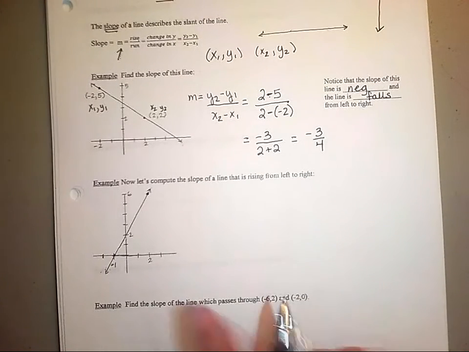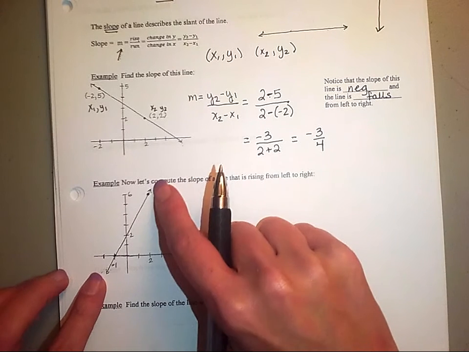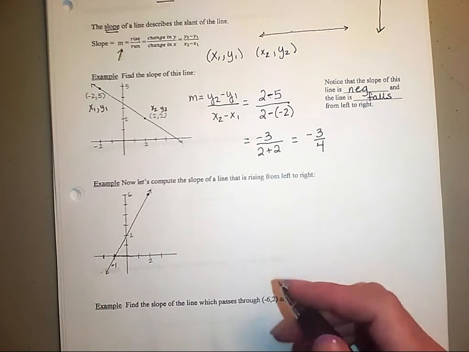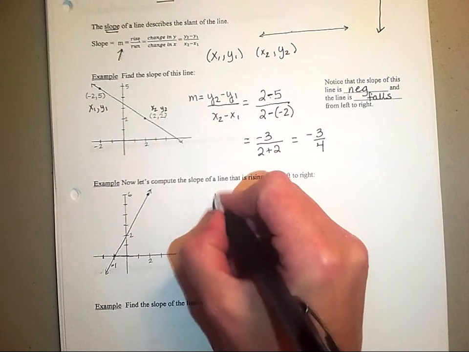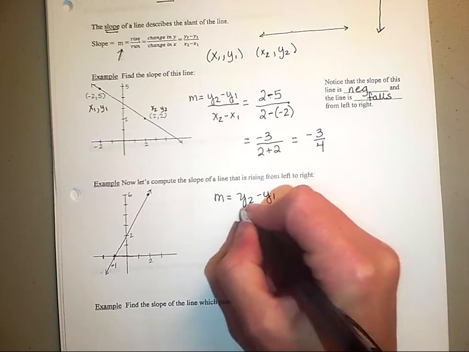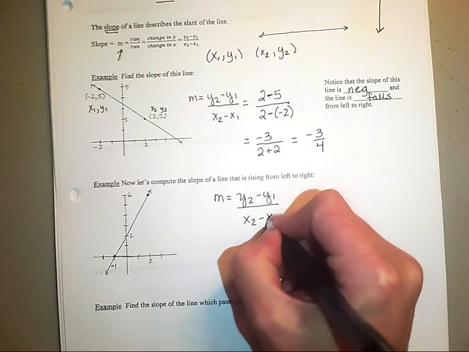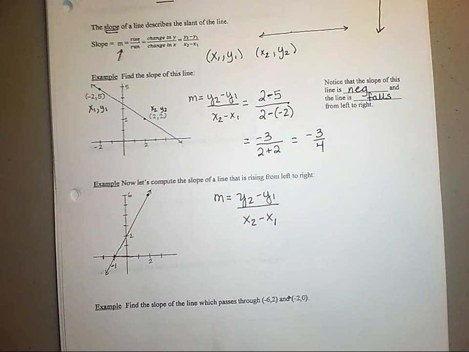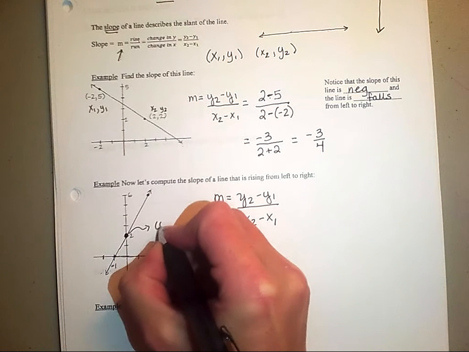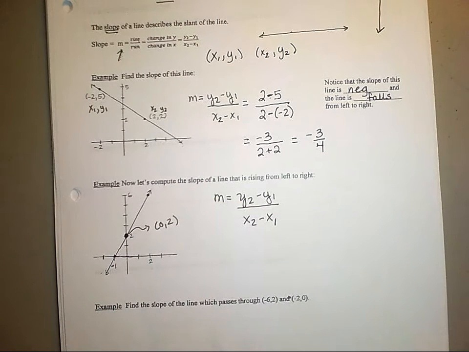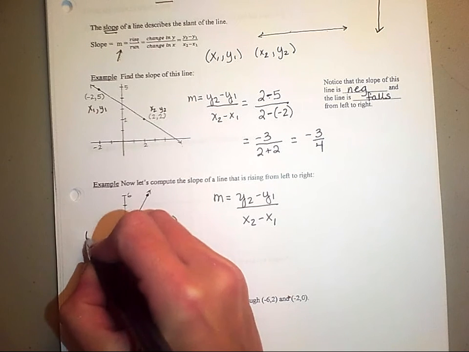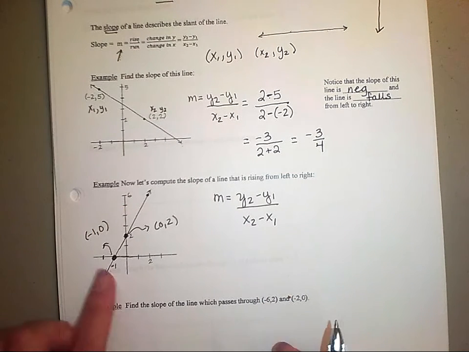Now here we have a graph that actually rises as we go from left to right, and let's see what its slope is. Here we need 2 points because slope is always defined as y2 minus y1 over x2 minus x1. So from here, I can see I have the point (0, 2), that is the y-intercept, and here I have the point (-1, 0). It's an x-intercept for this line.